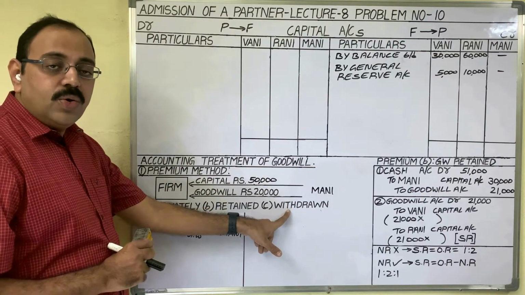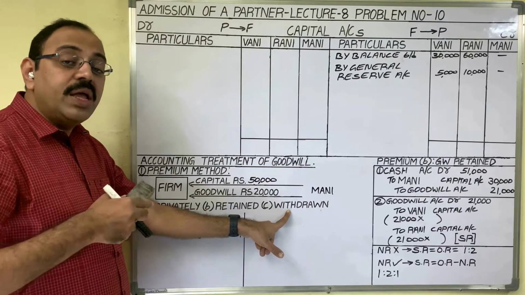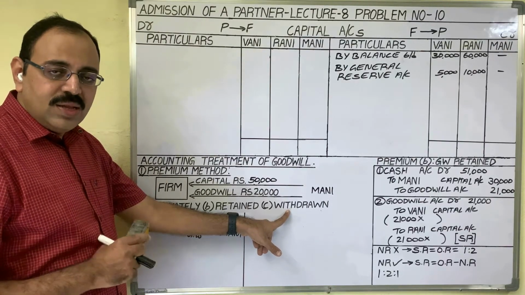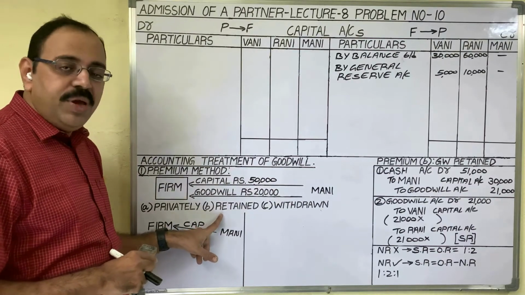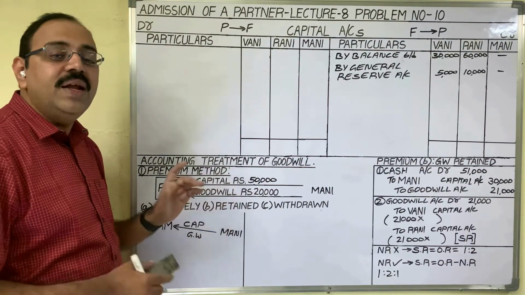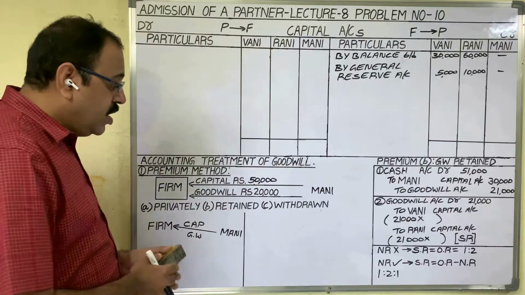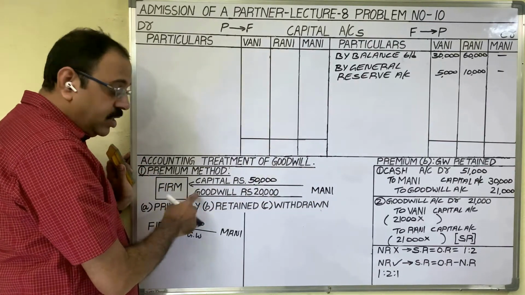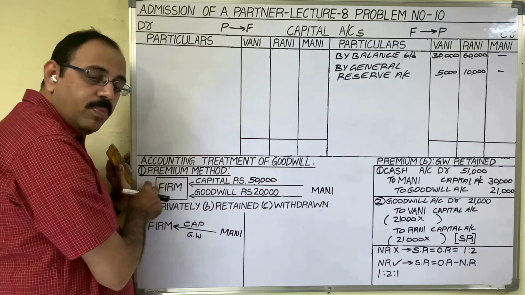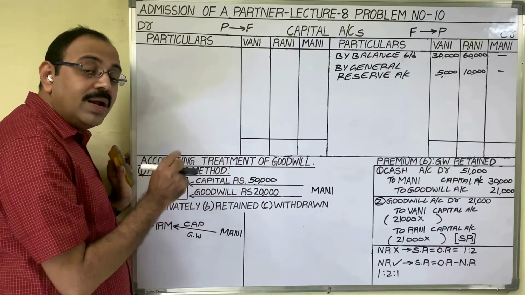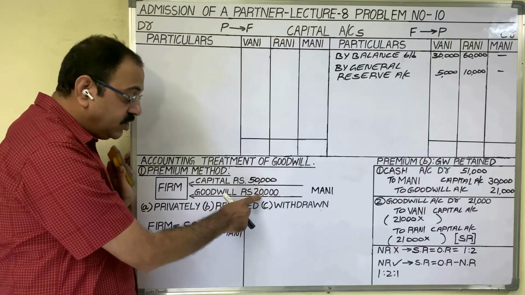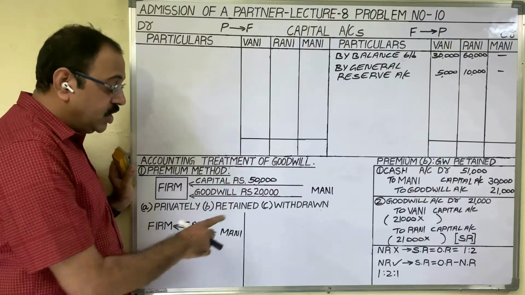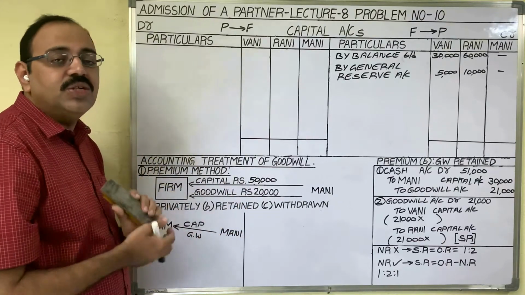Premium C, goodwill should be withdrawn by the old partners. This sentence is also not given in the question. Then what is left? Premium B, goodwill should be retained in the business. Means the new partner is bringing capital and goodwill both. This goodwill belongs to the old partners now. So to the old partners' capital accounts, we have to transfer this goodwill in sacrificing ratio. After that, this goodwill amount is retained in the business only.